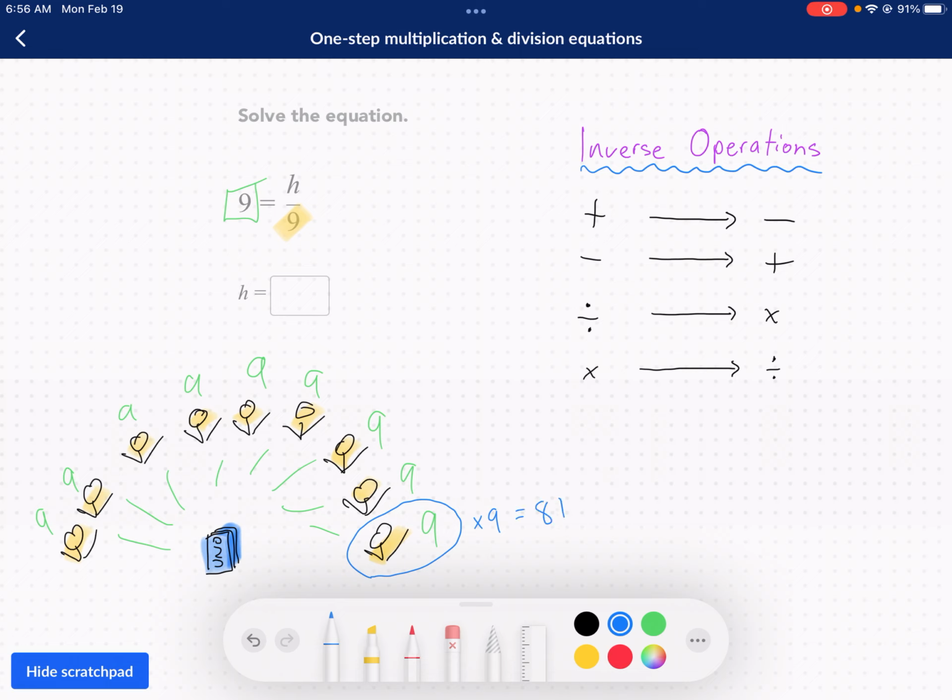Now, looking at it from an equation standpoint, up here, another way to write this is we have 9 equals h divided by 9. A lot of people get confused by this. They're like, oh, it's a fraction. How do I deal with a fraction? It's the same thing as division. So this and that are the same thing, and we can undo that process, just like we talked about in the last video on addition and subtraction, by doing the opposite operation, which is multiplication.